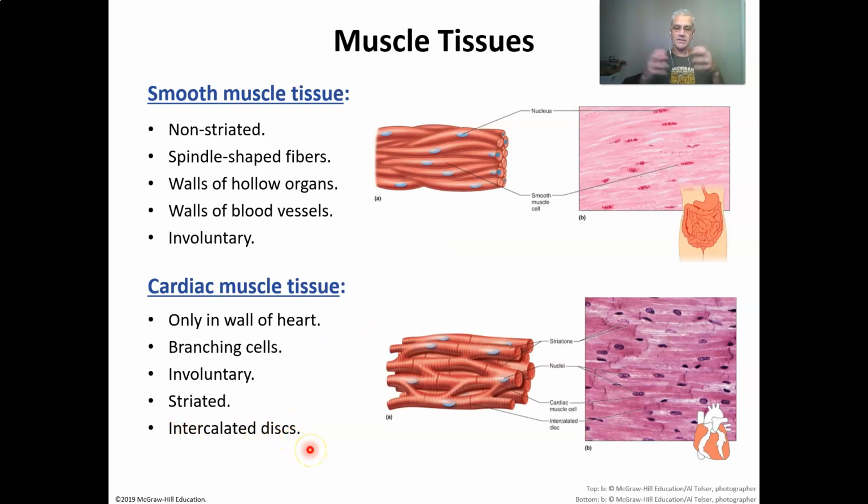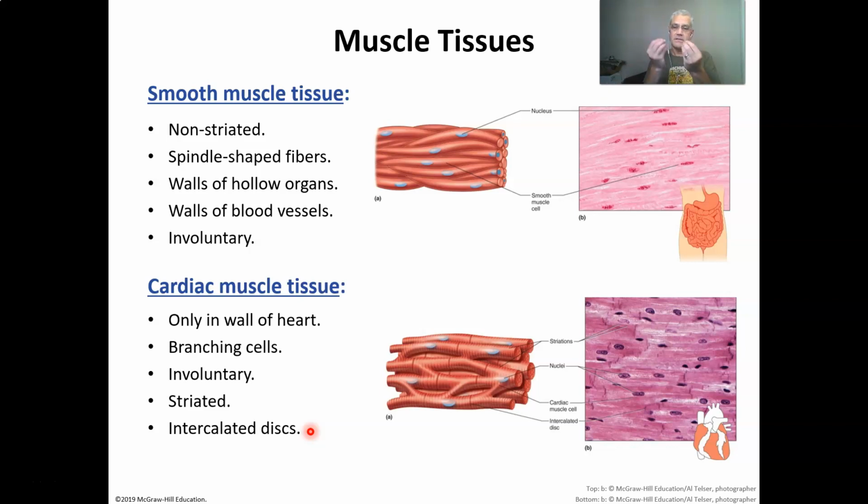Cardiac muscle has a very important structure called an intercalated disc. Inside an intercalated disc are gap junctions, and you've got to refer back to gap junctions. That allows ions to transfer from one cell to the next cell.